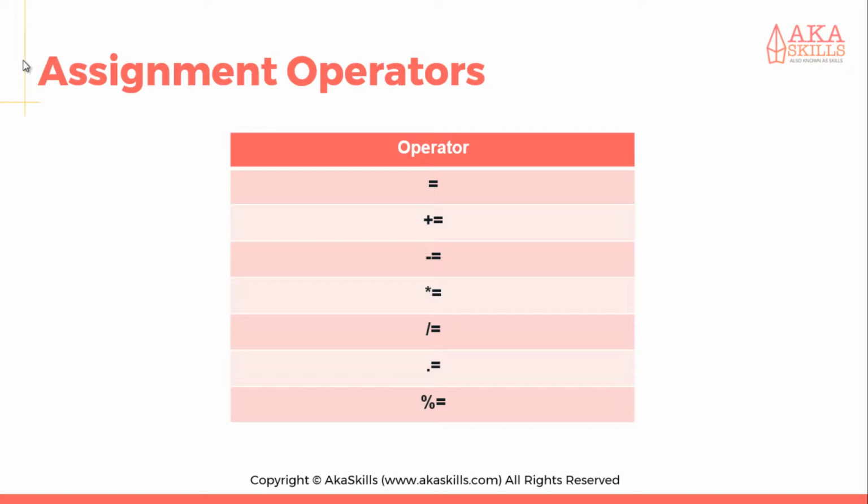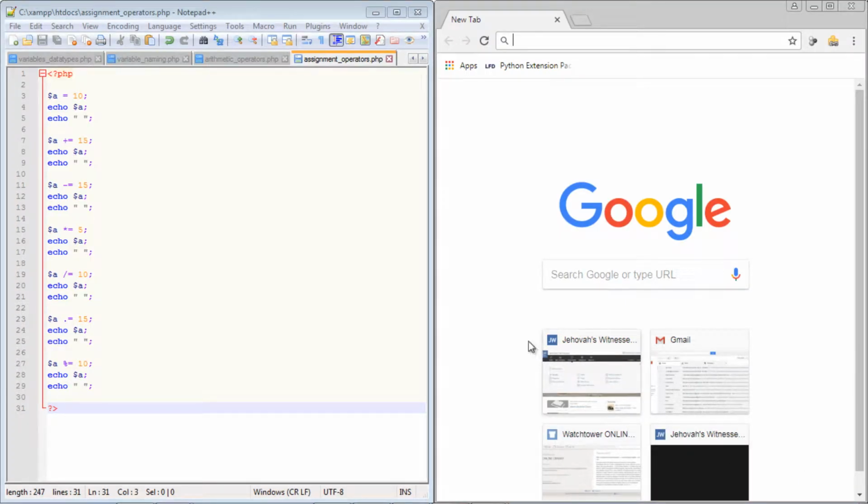Alright, so how do these operators work? Let's go back to our code. You'll notice from this code that this code is named assignment operators. Alright now, so you have seen various assignment operations that we have performed here. Now I'm going to explain each one bit by bit.